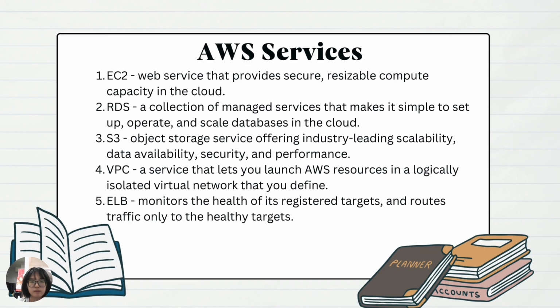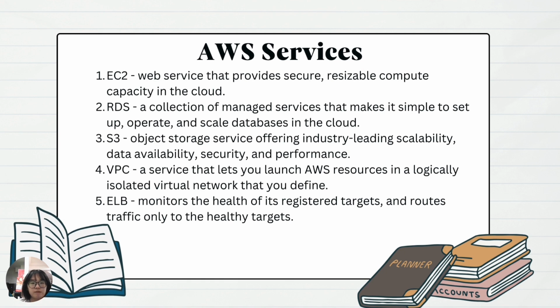Next one, I'll be talking about the AWS services we use. The first one is EC2. It is a web service that provides secure, resizable compute capacity in the cloud. And the second one is RDS, which is a collection of managed services that make it simple to set up, operate, and scale databases in the cloud. The third one is S3. It is an object storage service offering industry-leading scalability, data availability, and security.